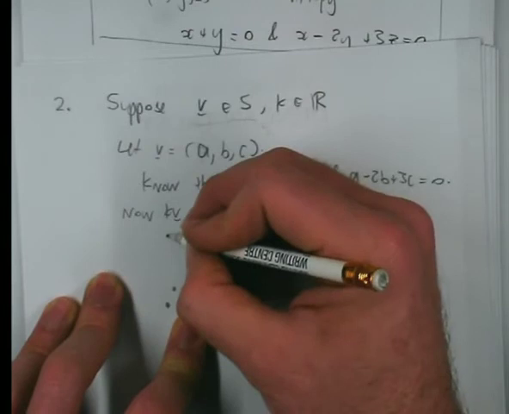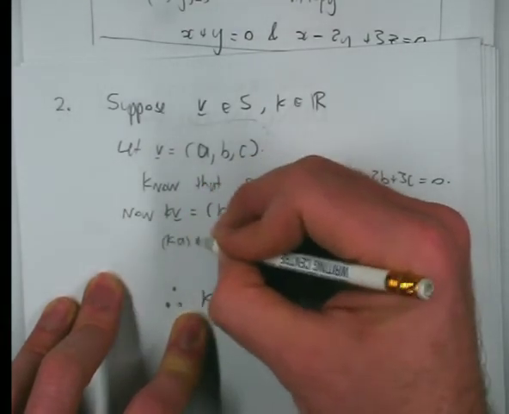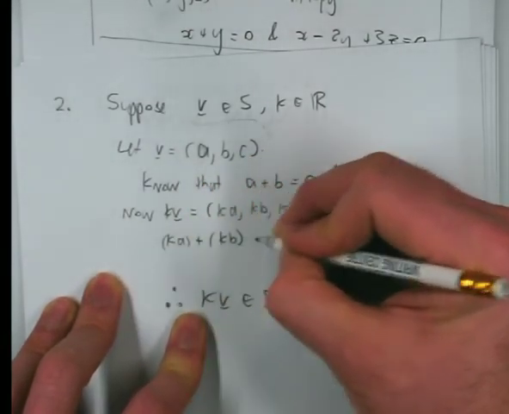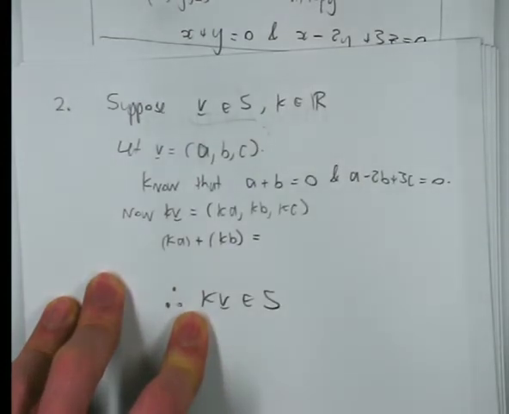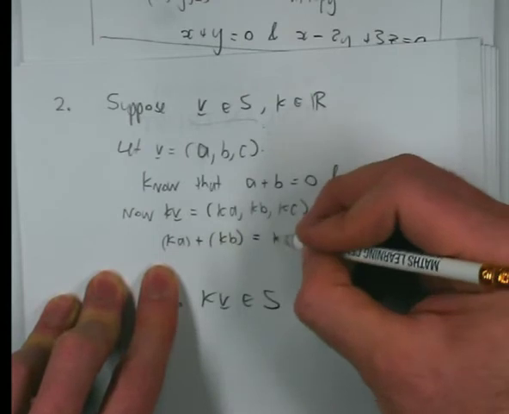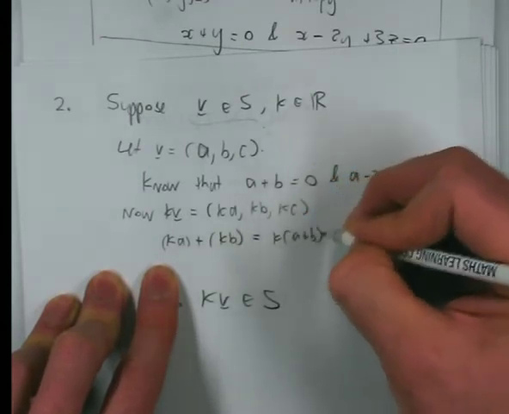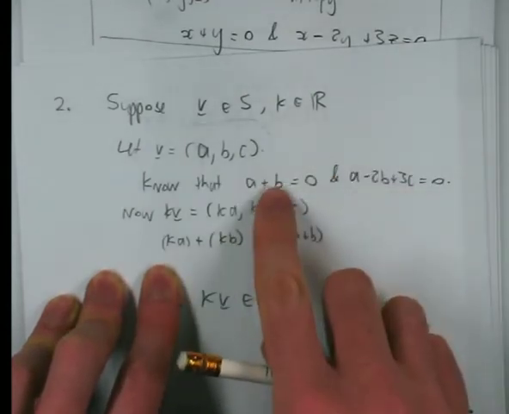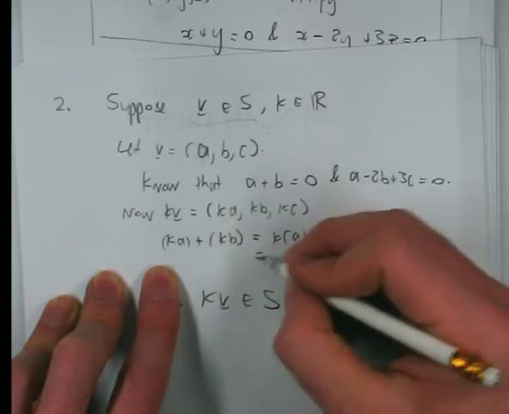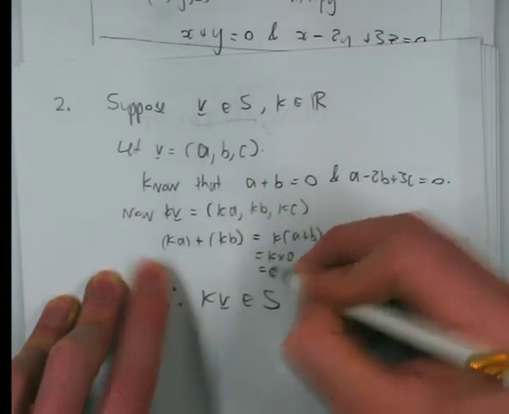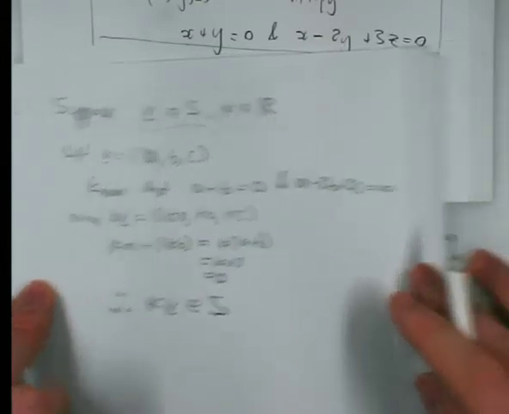So let's see. KA plus KB. This is supposed to come out to 0. Well, that's okay, because if I factorise the K out, I'll get K(A plus B). And we just said that A plus B was 0. So this one comes out as 0.